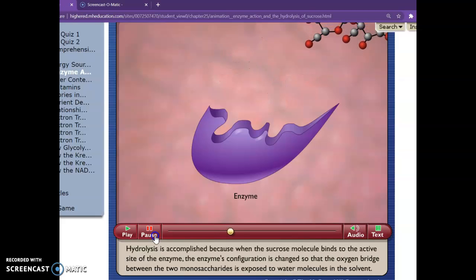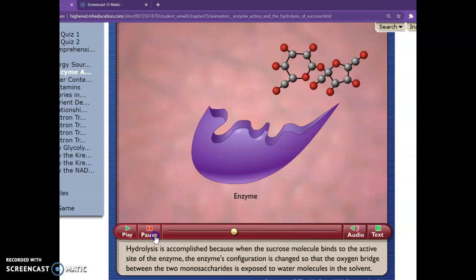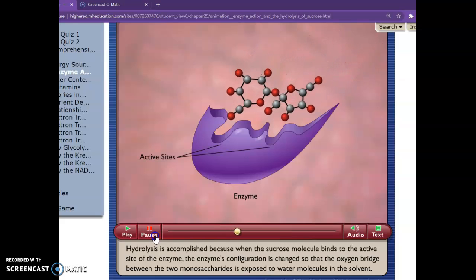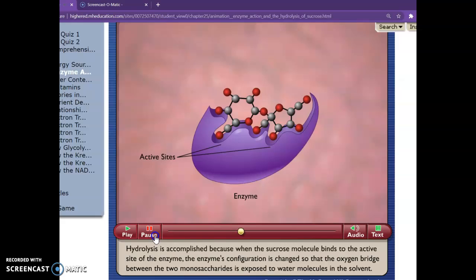Hydrolysis is accomplished because when the sucrose molecule binds to the active site, the enzyme's configuration is changed so that the oxygen bridge between the two monosaccharides is exposed to water molecules in the solvent. So this enzyme, we'll learn about later this unit, is helping us out, making sure that this little bridge here, that oxygen connecting the two monomers, is exposed to allow water to come in and break it.